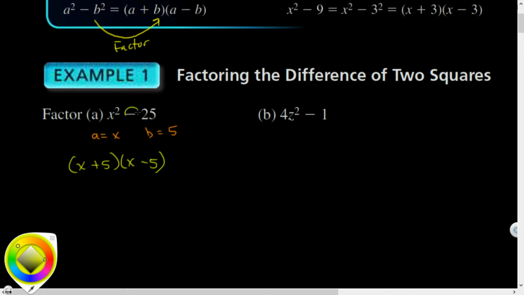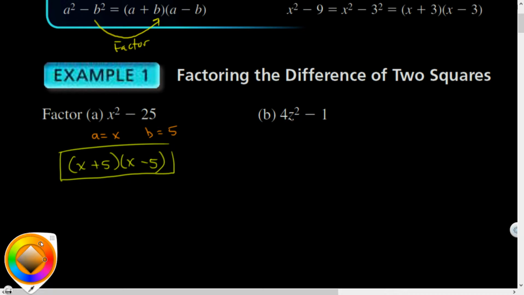And I don't even have to care about this sign. The only thing I have to care about is that it's a minus sign, because this is the difference of 2 squares pattern. Only a minus sign there. And just so you're aware, there is no such thing as the sum of 2 squares pattern. Does not exist. DNE. So look how fast I was able to factor that. Super fast.